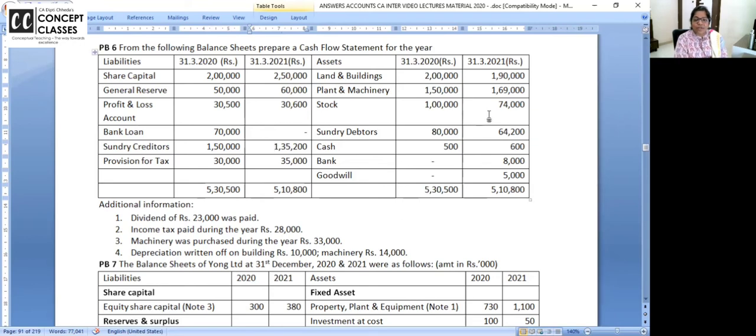Stock decrease हो रहा है, inflow. Stock decrease हो रहा है तो पैसे आ गए, 36,000. Debtors are decreasing, good, inflow, working capital changes. Opening cash and closing cash you will write last, and change in the cash is 100. Smart work. अब वो 100 कहाँ से कैसे आया? You have to tally.